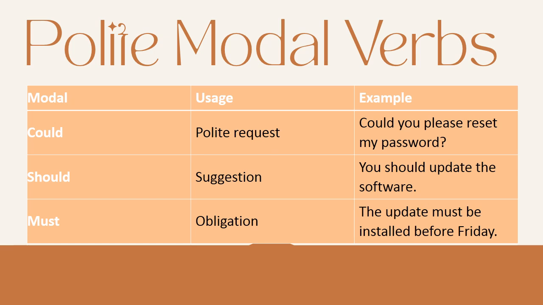These are some modal verbs. Using modal verbs softens your requests and adds politeness. Could and would are great tools for supporting professionalism. Could is used for a polite request, for example, could you please reset my password? Should is used for suggestion. You should update the software. Here you are suggesting politely. And must is used for an obligation. The update must be installed before Friday. Here you can use it when there are deadlines.